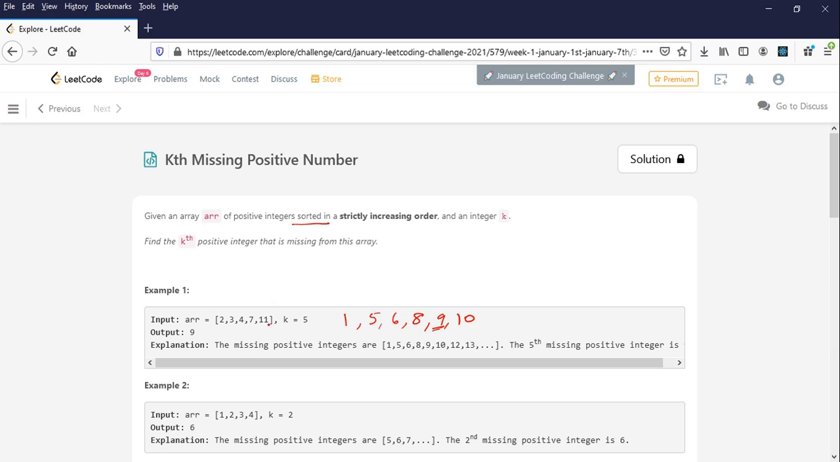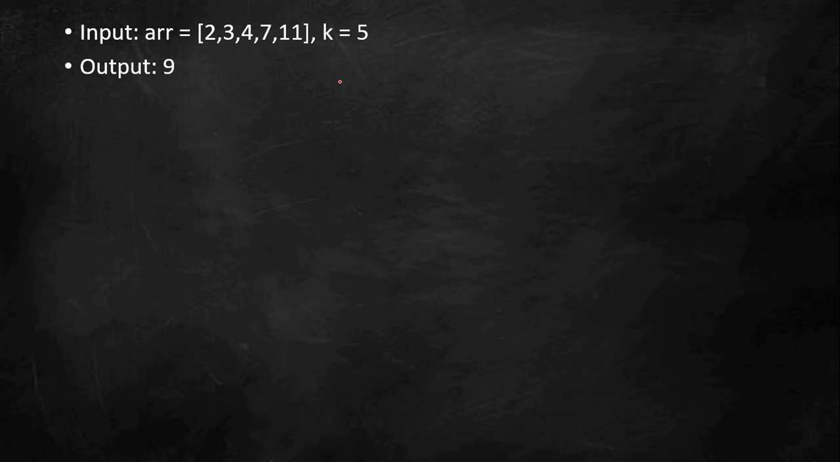Let's take a closer look at this example. Before we go into it, let's assume that the array starts with 11, like 11, 14, 15, 16, and k is 5. Since the numbers from 1 to 10 are missing, we can directly say the fifth missing number is 5, because 1 to 10 are all missing.